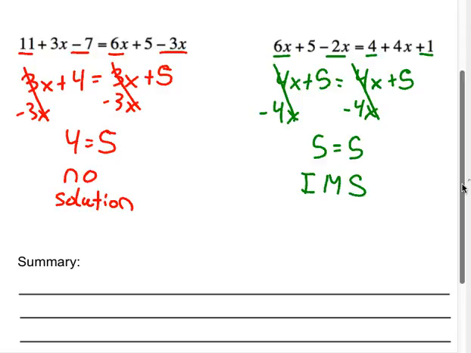And if you just write IMS, I'll know what that means, okay? So that's how you can abbreviate it. If you don't want to write infinitely many solutions, just IMS, I'll know what you mean. All right, so again, those just represent the two special situations that can happen if your variable disappears altogether.